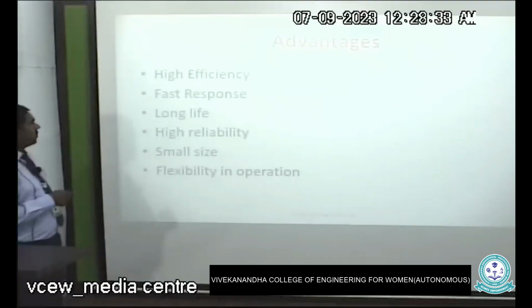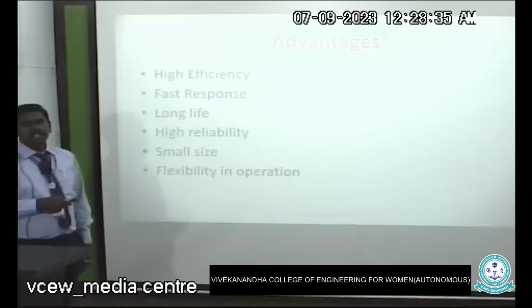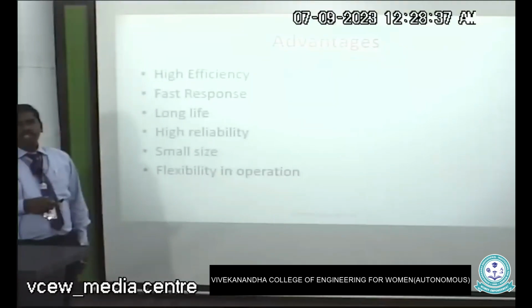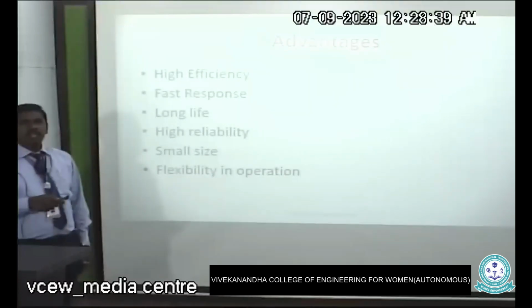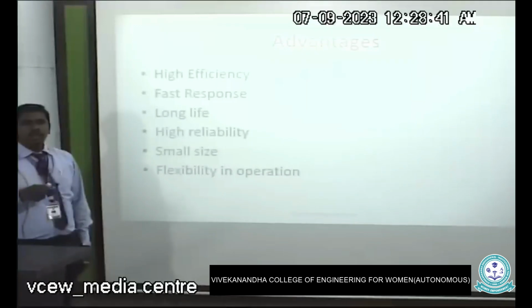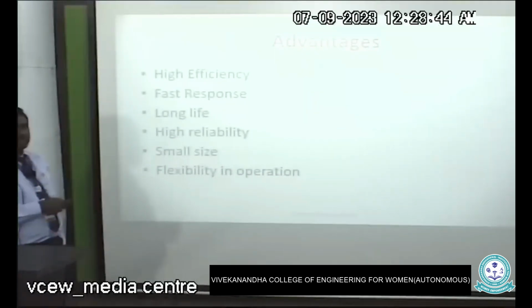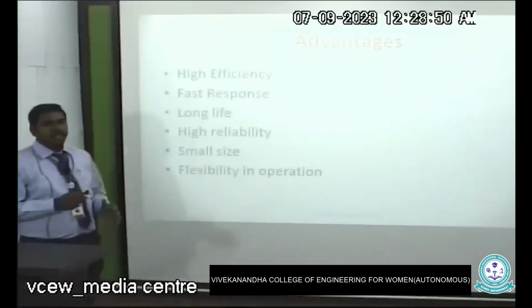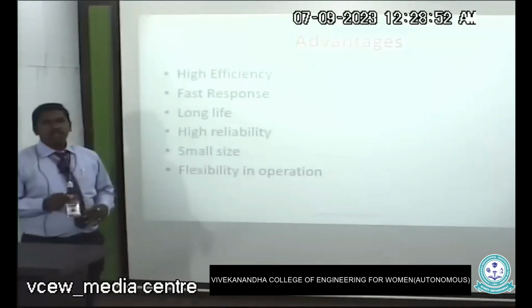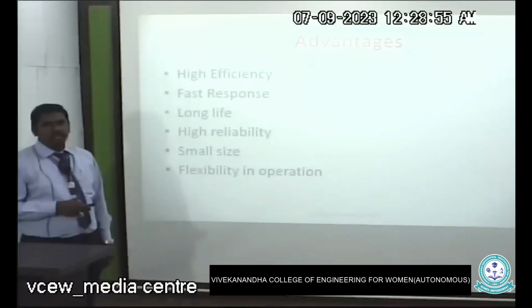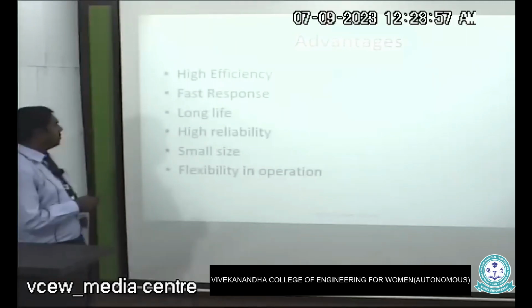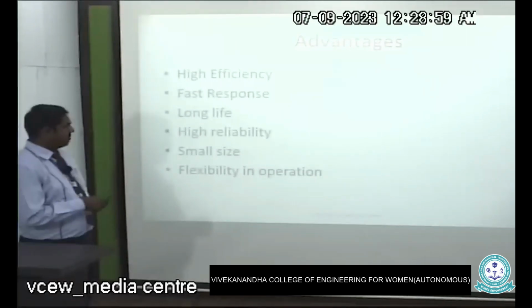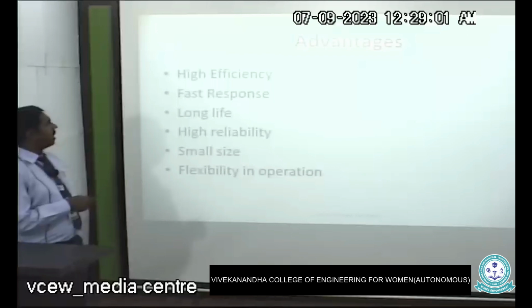Then long life. Long life means you can generate high level AC voltage, so definitely it will continue for a long life, and your components also will have a long life. Next, high reliability, then small size. If you are operating at the highest voltages, the size of your compact unit is also reduced. Then flexibility in operation. These are a few of the main advantages of power electronics.